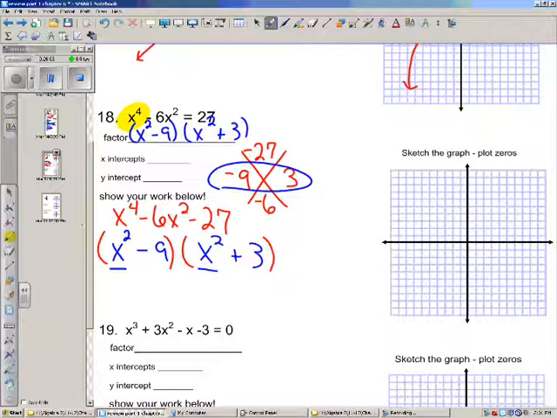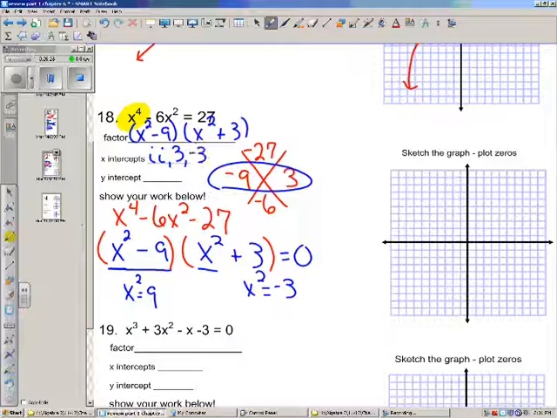The x squared plus 3 will result in imaginary numbers because when you set that equal to 0 and you subtract that 3, you'll end up taking the square root of a negative number, which is going to give me i's. But when I take the x squared minus 9 and set that equal to 0, I'll end up taking the square root of 9, which remember is 3 and negative 3, even though your calculator will only tell you 3. And when I go back to the original problem, which is this in graphing form, my y-intercept is negative 27. So now I'm ready to graph.